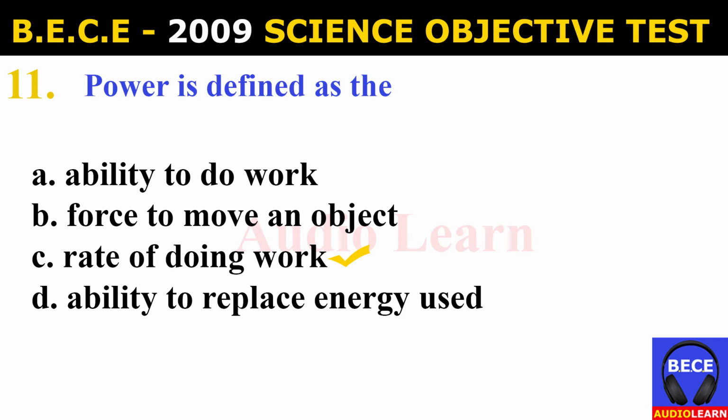Number 11. Power is defined as the A. Ability to do work. B. Force to move an object. C. Rate of doing work. D. Ability to replace energy used. And the answer is C. Rate of doing work. Power is defined as the rate of doing work.